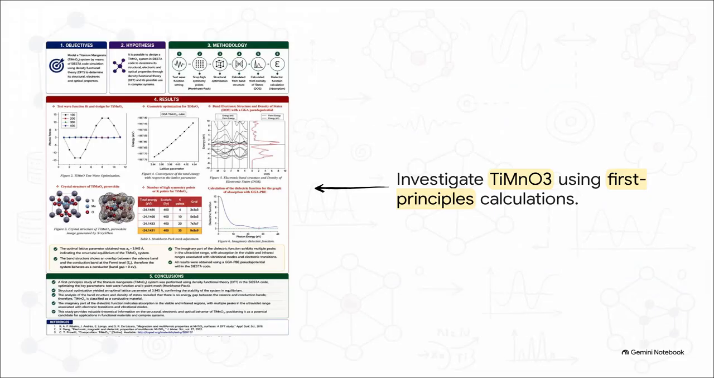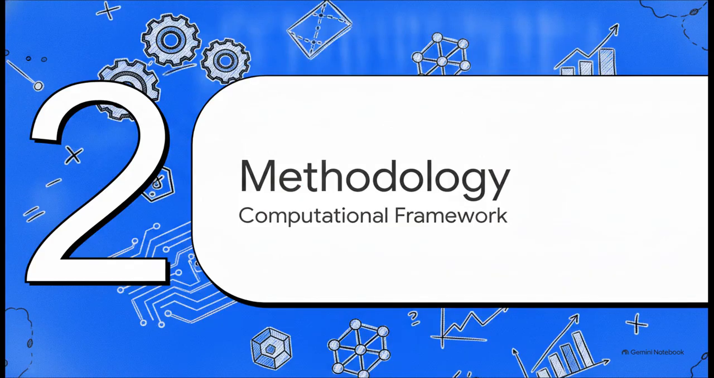Our primary goal here was to deeply investigate TiMnO3 using precise first principles calculations. And why does this matter? Well, understanding the fundamental atomic properties is absolutely critical, because perovskites with these exact characteristics hold immense potential for next-generation electronic and optoelectronic devices. It's a really exciting space. But to uncover those properties, we needed a highly reliable framework, which brings us to Section 2, Computational Methodology.